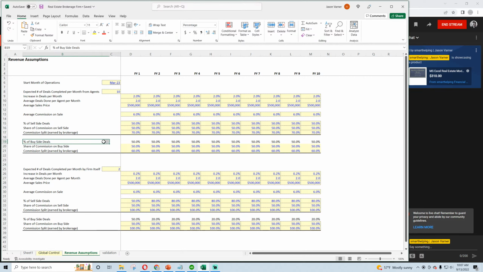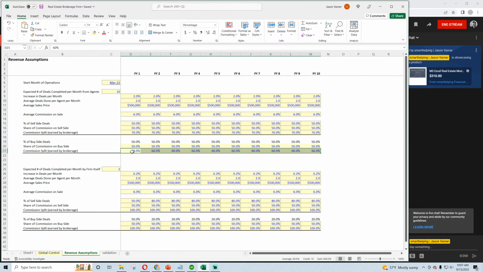And then buy side, same deal, but the number of deals that are buy side, well, this is not inverse. This is just going to be a defined percentage of how much you're getting on the buy side. And all these are negotiable with other agents and firms, and with your own agents. And the commission split earned on the buy side by the brokerage: in this case, 40% would go to the agent, 60% to the brokerage.